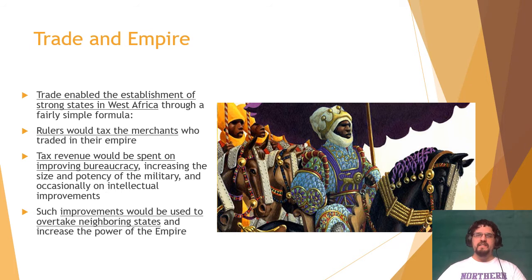What this trade does is it enables the establishment of strong states throughout West Africa. Rulers will tax merchants, tax revenue will then be used to improve the government, improve the military, and those improvements would be used to take over neighboring states. So that is how trade leads to empire. Rulers tax the merchants, taxes get spent on government and bureaucracy and military, and then that is used to conquer your neighbors.